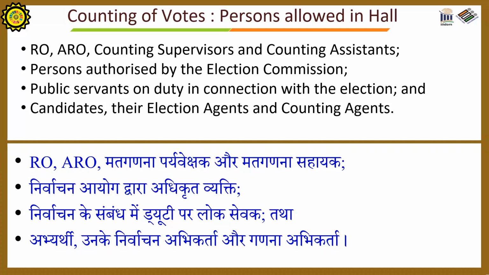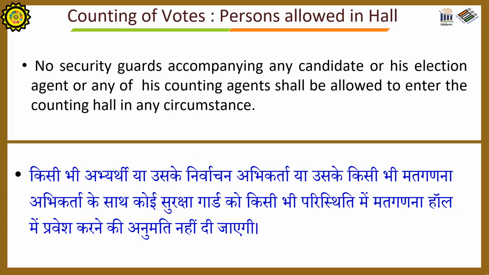Persons allowed in the counting hall: returning officer, assistant returning officer, counting supervisor and counting assistant; persons authorized by the Election Commission; public servants on duty in connection with the election; candidates, their election agents and counting agents. No security guards accompanying any candidate or his election agent or any one of his counting agents shall be allowed to enter the counting hall in any circumstances.